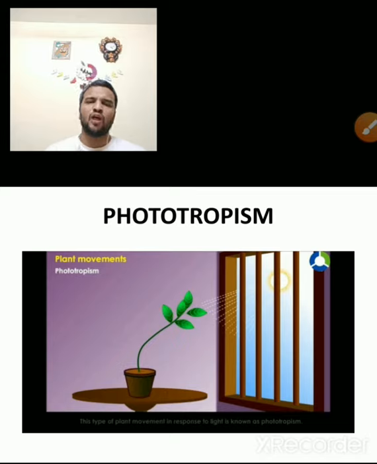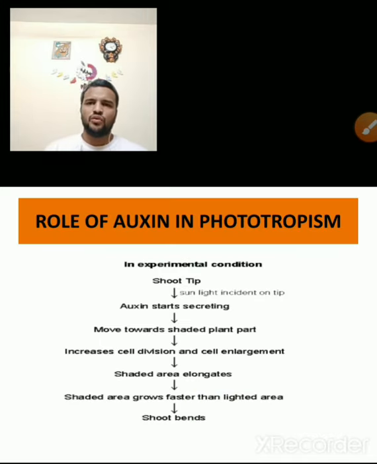Now next we will talk about the role of auxin in phototropism. When light falls on the shoot tip, auxin starts secreting, but it is light sensitive, so it starts moving towards the shaded part of the plant. Rapid cell division and cell enlargement take place in the shaded part, and the shaded area grows faster than the lighted area. Because of that, the shoot system bends towards the source of light.